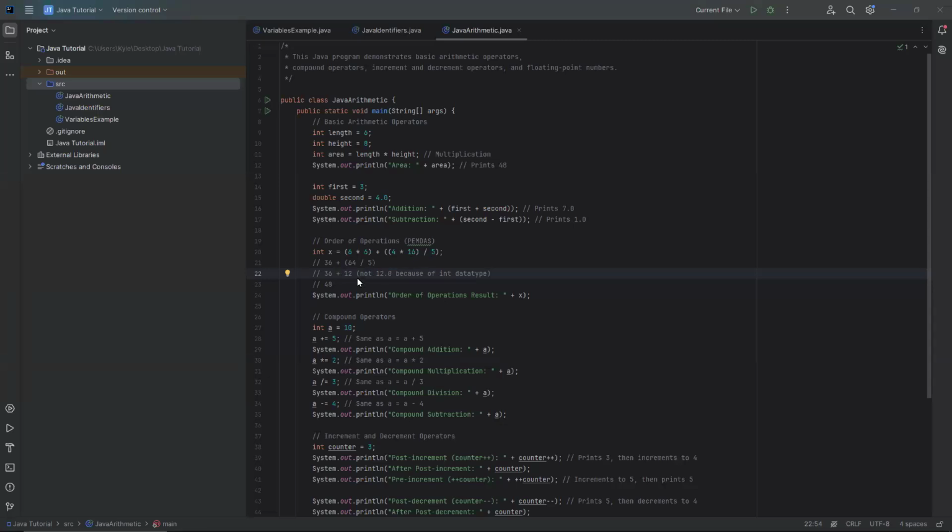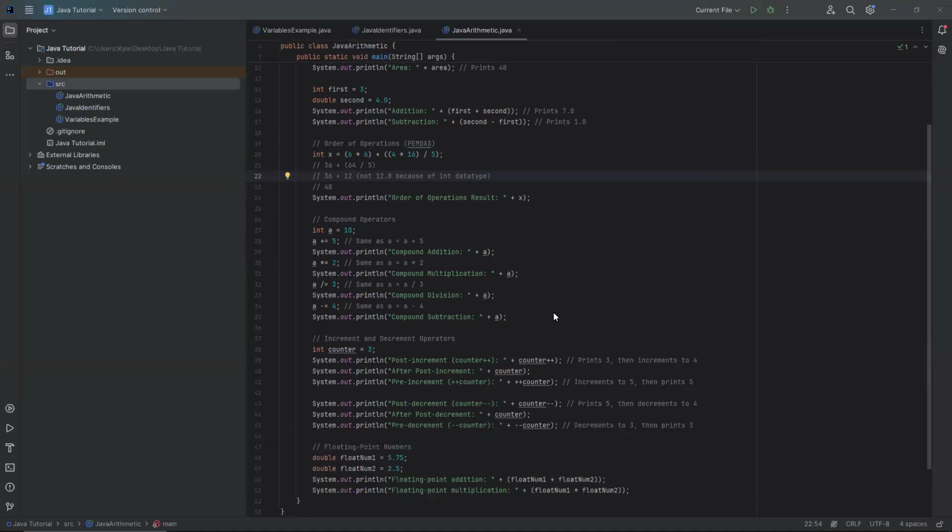6 times 6 evaluates to 36 because we're starting with the parentheses. 4 times 16, the innermost parenthesis here, is 64. Now we're left with this expression, and we still have the parentheses. So we simplify 64 over 5, which is equal to 12. It's not 12.8 because it's an int. That's very important. If you care about decimal places, you should define this as a double. And then 36 plus 12 is 48. So that's what we would expect here.